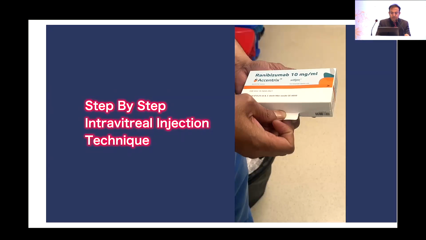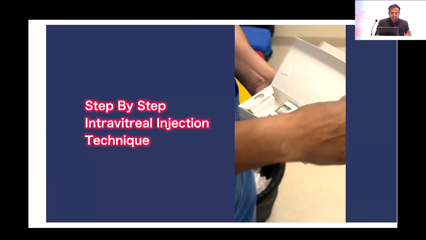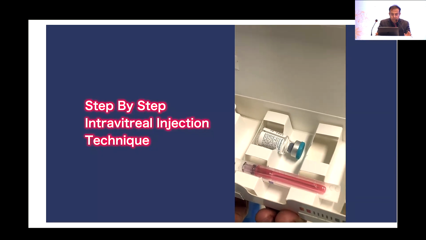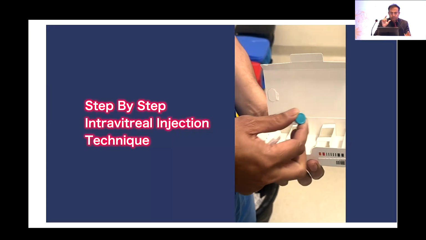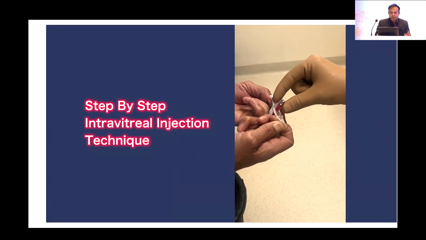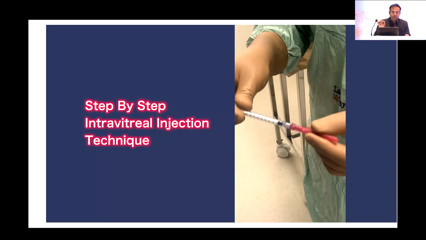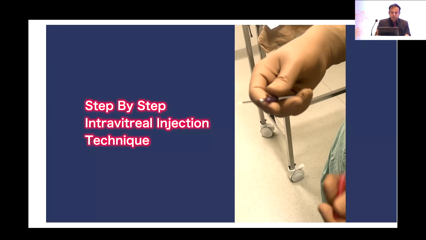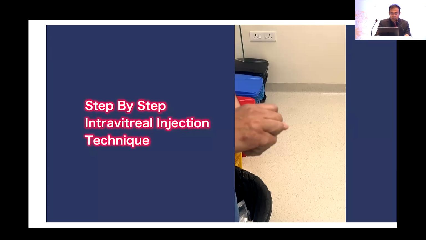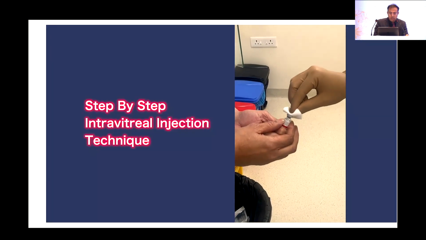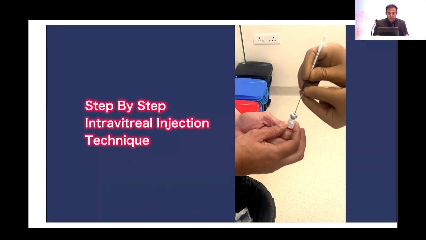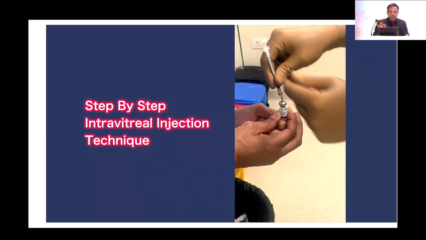So this is a step-by-step intravitreal injection technique. We open the pack. There's a thick needle, which is important because we are going to take out 0.05 ml of the drug. So once you just clean up the center, this is how you take out the drug.